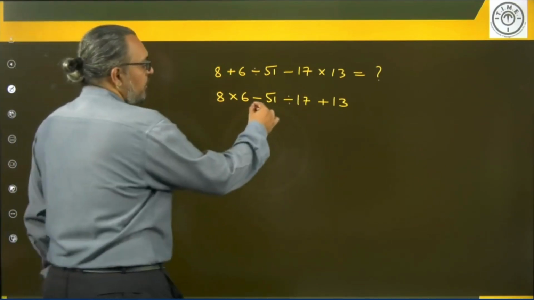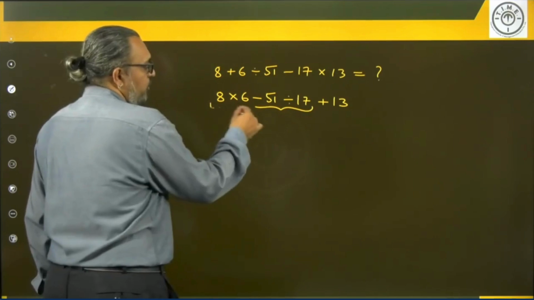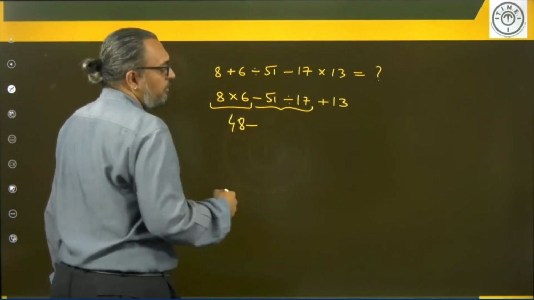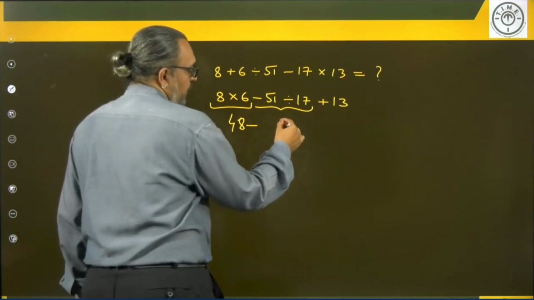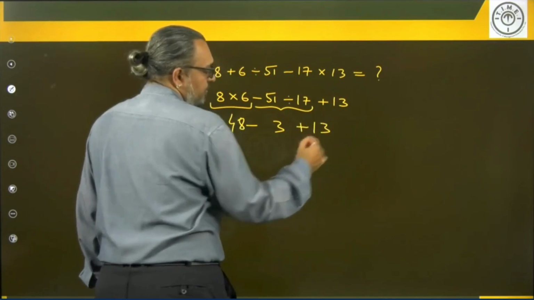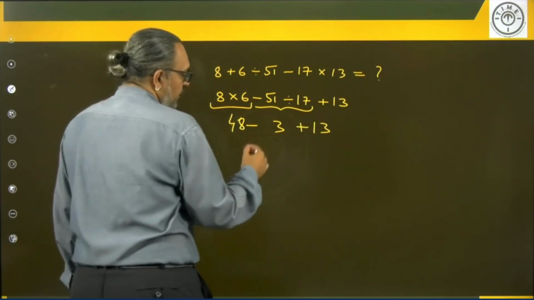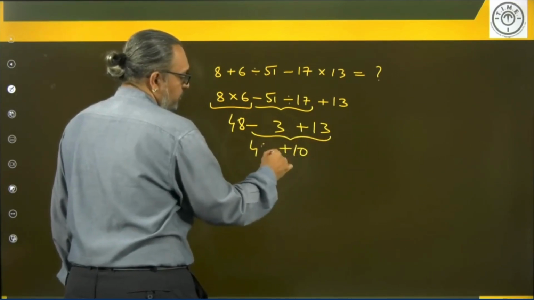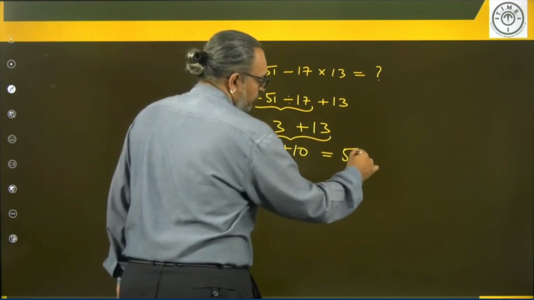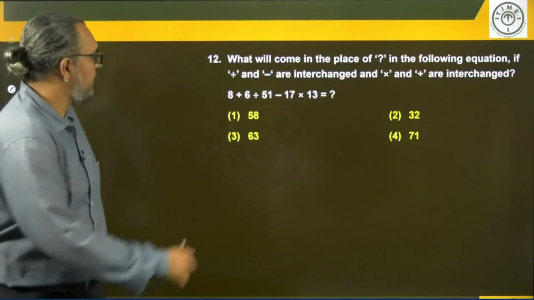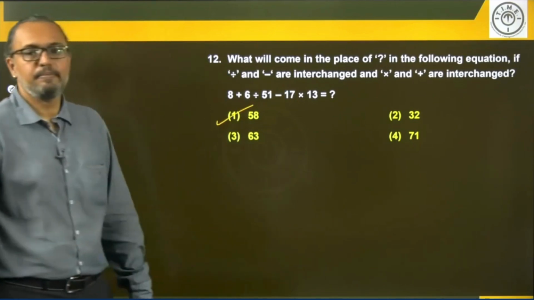So let's take, first this, and then we go to this. So 8 into 6 is 48, minus 51 divided by 17, which is how much? 3 times, correct? So negative 3 plus 13, so this is plus 10, and 48. So 48 plus 10, basically you get 58. So 58 is given in choice 1.